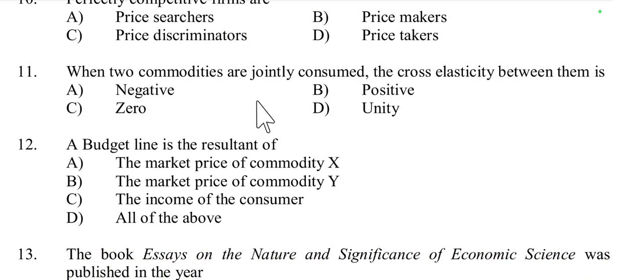Then question number 11: when two commodities are jointly consumed, the cross elasticity between them is negative, positive, 0 or unity. It is negative, because jointly consumed commodities are complementary goods like car and petrol, tea and sugar. If the price of one good increases, the demand for the other decreases because they are used together. This leads to negative cross price elasticity of demand. For substitute goods, it is positive.